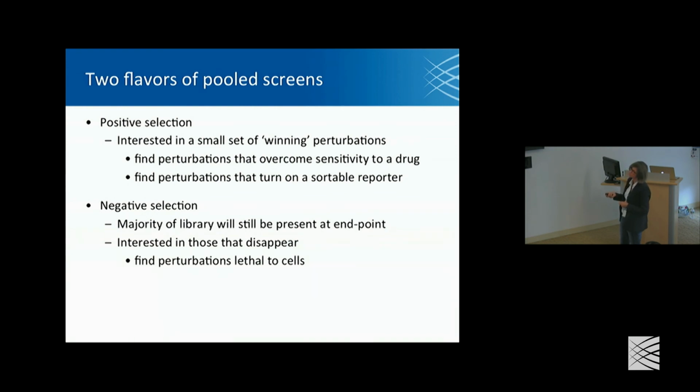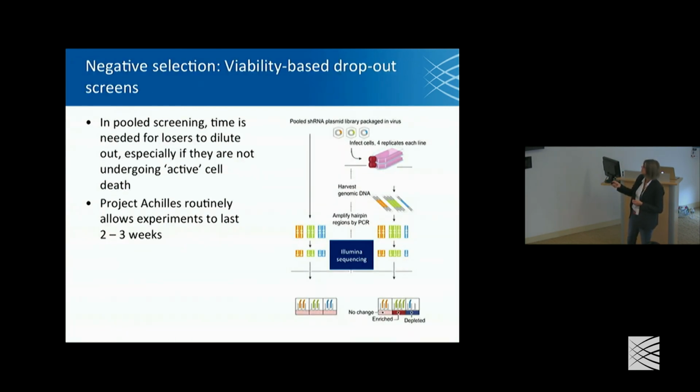There are two flavors of pool screen, you probably know. This is a positive selection, when you're actually interested in a very small set of winning perturbations. For example, if you want to find genes that overcome sensitivity to a drug. Or the negative selection, where the majority of the library will still be present in the end, and you're interested in those that actually disappear. You want to, for example, find perturbations that are lethal to the cells. Or, for example, in cancer, the genes that kill the cells, like in Achilles. I don't know if you have heard, which is a viability-based dropout screen.